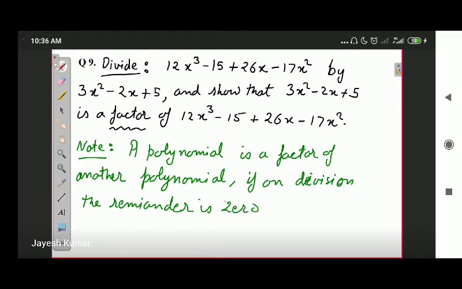So in this case, how will we determine whether this binomial is a factor of this trinomial? If the remainder that we get is 0, then that is verification in itself. So what we have to do is the long division. If we get the remainder 0, then it is a factor. If the remainder is not 0, then it is not a factor. Okay, so let's start with the solution.